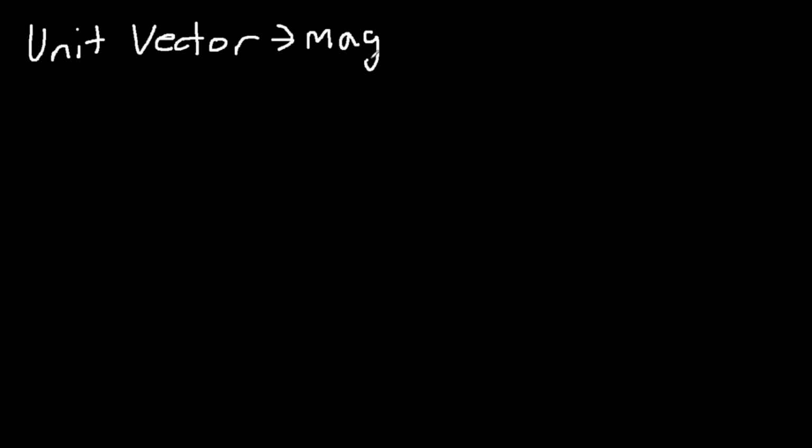So what is a unit vector? Well, a unit vector is a vector where the magnitude is equal to 1. So let's say we have a vector like this, (0, 1). The magnitude of this vector would be 1 because if you use the Pythagorean theorem on both these numbers, the value turns out to be 1.